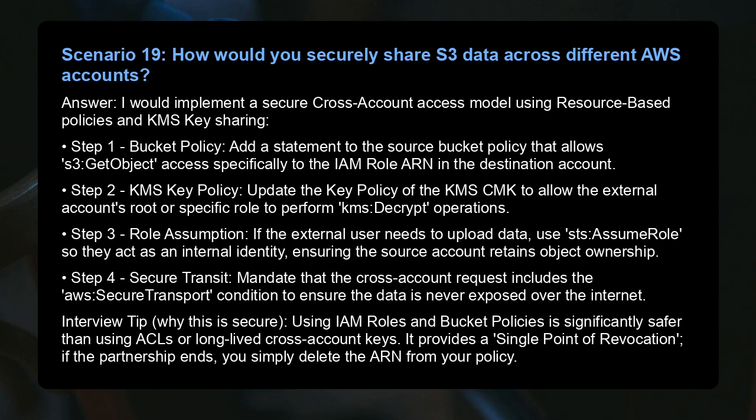Step 3. Role assumption. If the external user needs to upload data, use STS:AssumeRole so they act as an internal identity, ensuring the source account retains object ownership. Step 4. Secure transit. Mandate that the cross-account request includes the aws:SecureTransport condition to ensure the data is never exposed over the internet.